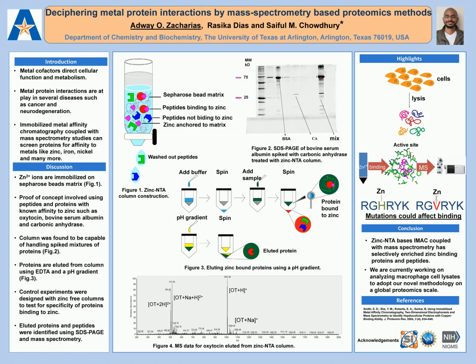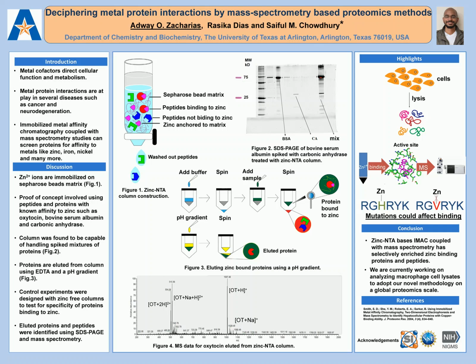Now, the proteins that are bound to zinc need to be removed from the column, and this is accomplished by using EDTA or by using a pH gradient. Once the proteins are eluted, they can then be analyzed using mass spectrometry.